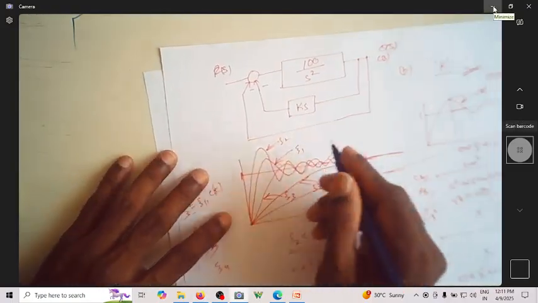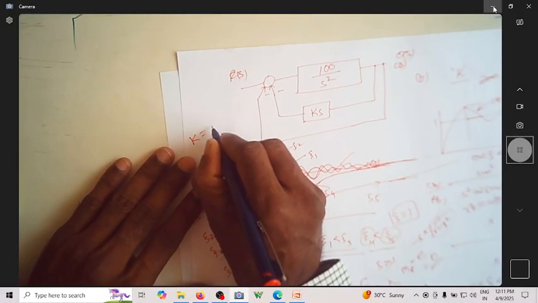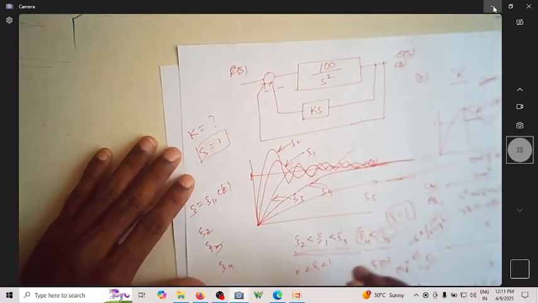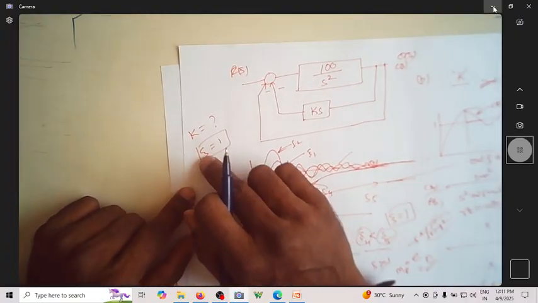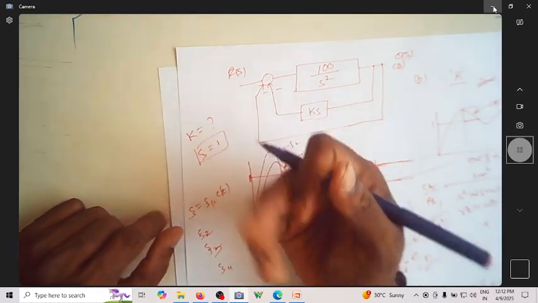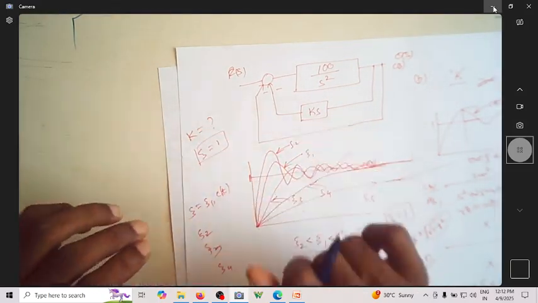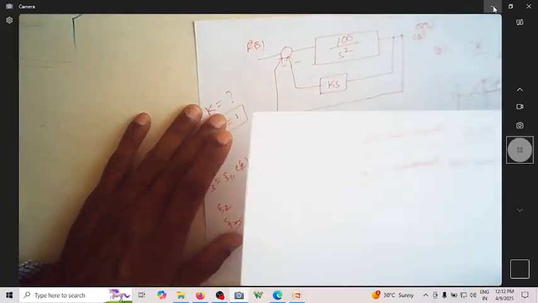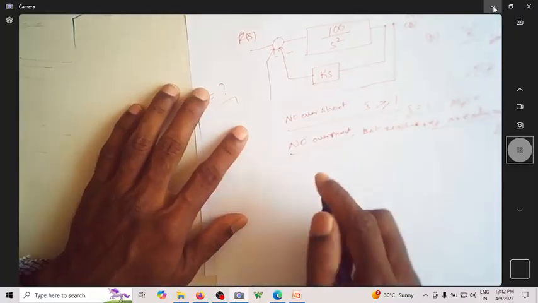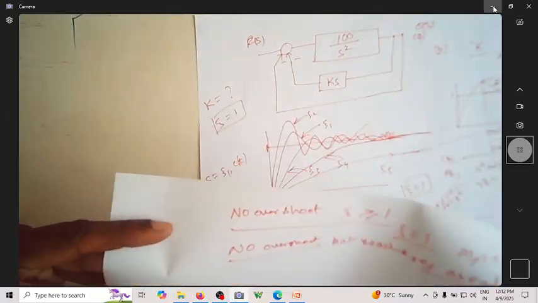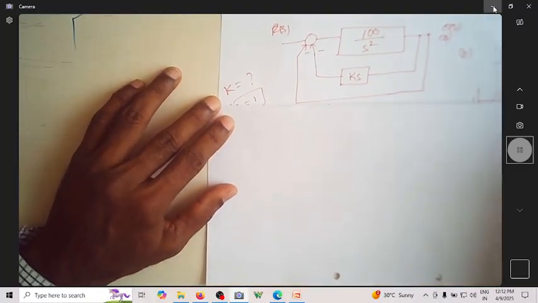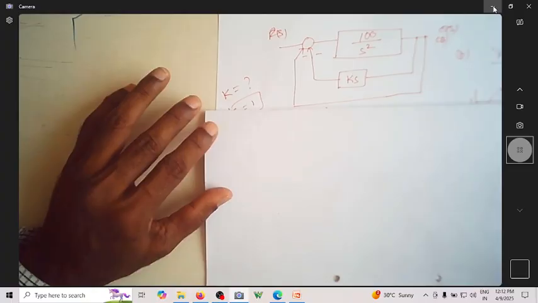So ultimately, for this transfer function you are asked to find the value of k for which zeta becomes 1. When you have to use zeta, you should have the closed loop transfer function. So what is the closed loop transfer function of this system? You have this as the system. Let me just write it here. So you have this as the system now. So what is the system?